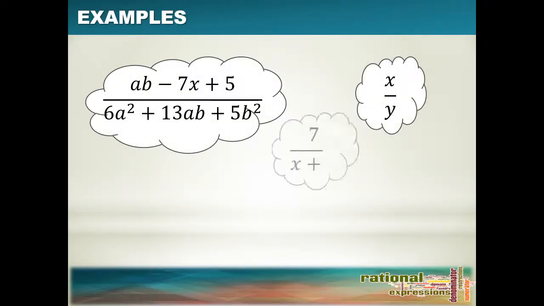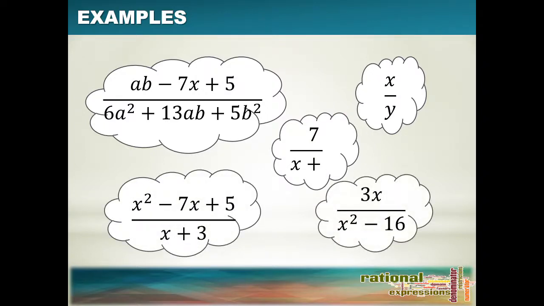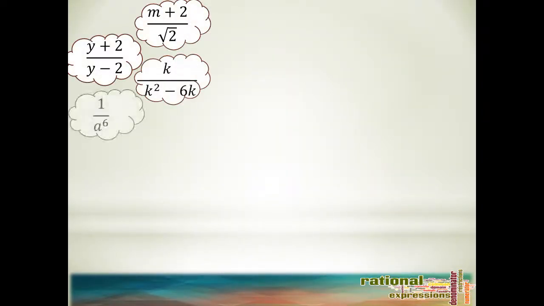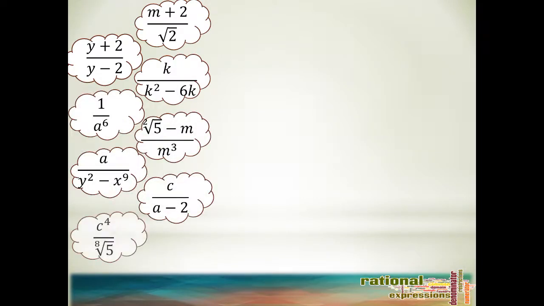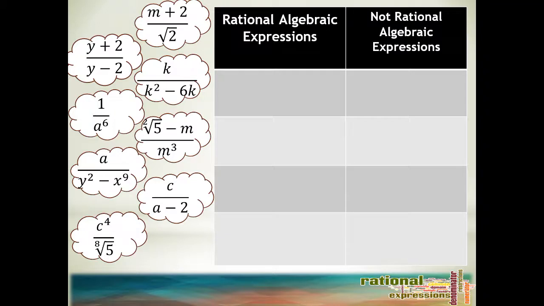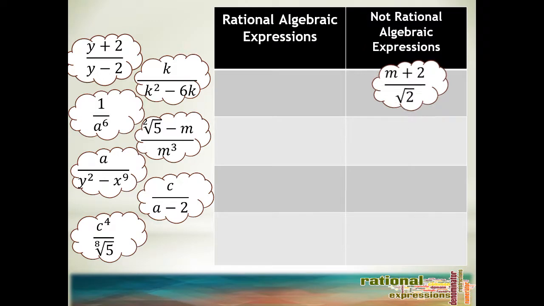Here are some examples of rational algebraic expressions. I have here expressions. Let's classify whether these expressions are rational algebraic expressions or not. Is m plus 2 over square root of 2 a rational algebraic expression or not? It's not. What could be the reason why this expression is not a rational algebraic expression? Correct. The denominator here is square root of 2.